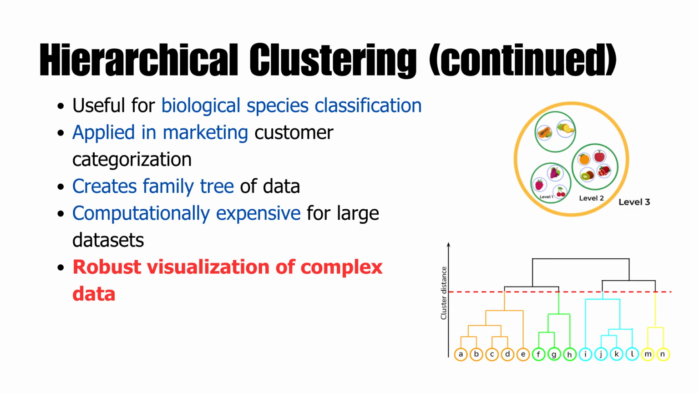This comes in handy if you want to explore the intrinsic hierarchy in your data. For example, in biology, you would be able to categorize species as a function of genetic similarity, while in marketing, you would categorize customers in terms of similarity levels. Ponder creating a family tree of data such that first-degree relatives are grouped, followed by distant relatives, and so on. Though hierarchical clustering can be computationally expensive for large datasets, it presents a robust method of visualizing and interpreting complex data.